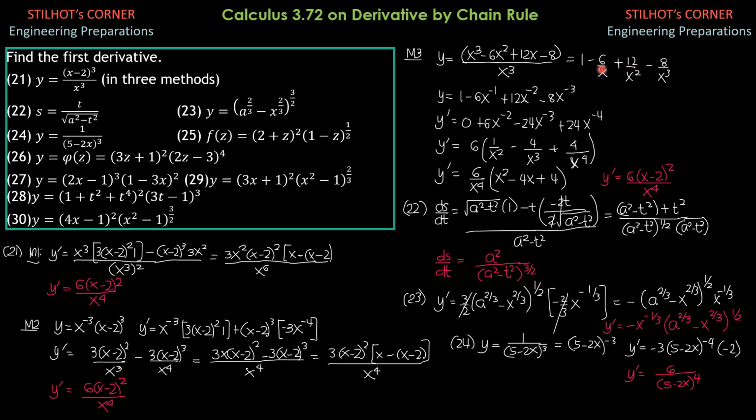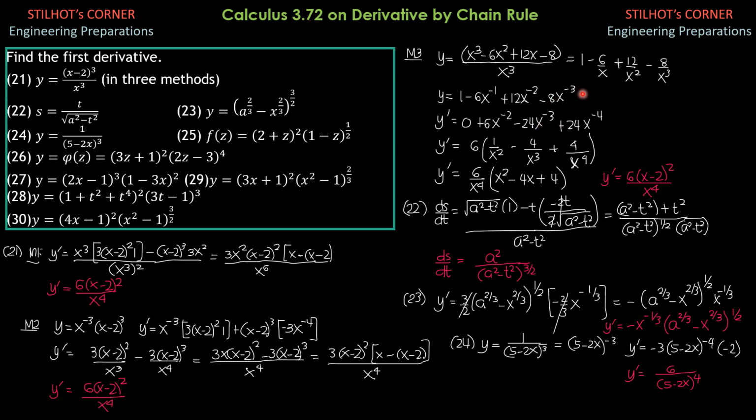Then we transform this into 1 minus 6x to the negative 1 plus 12x to the negative 2 minus 8x to the negative 3. Before we differentiate, so differentiating, derivative of 1 is 0. Then negative 6 times negative 1 is positive 6x to the negative 1 minus 1, so x to the negative 2. 12 times negative 2 is negative 24, x to the negative 2 minus 1, so x to the negative 3.